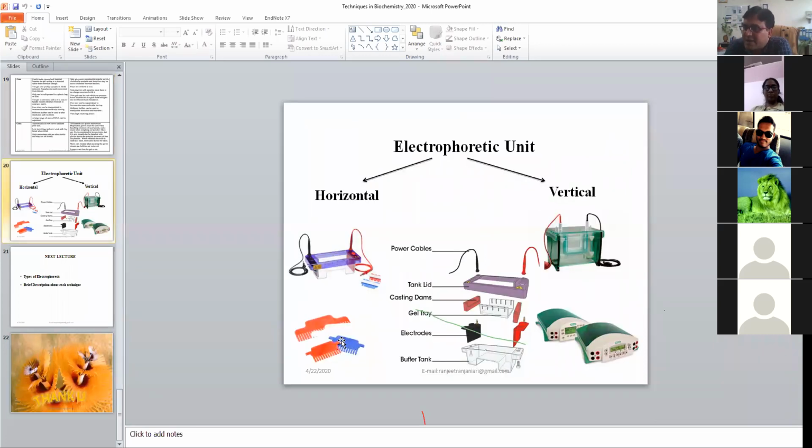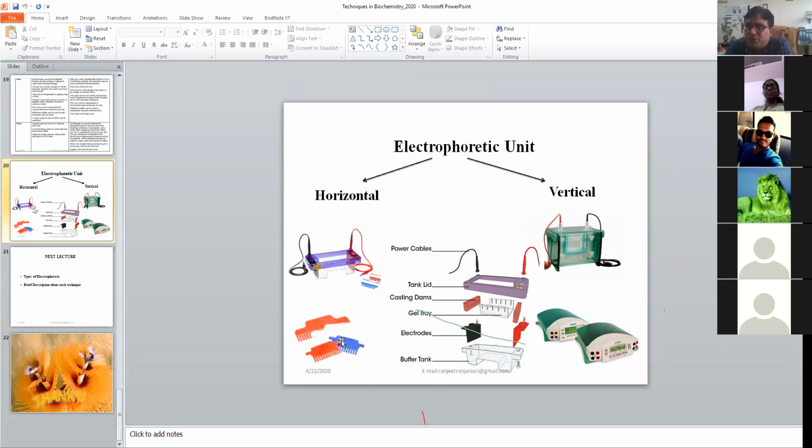Coming on to another part, that is the electrophoretic unit. Basically we have two different types of electrophoretic unit worldwide. One is called a horizontal unit. I have shown the figure here also. Another is called a vertical unit. Horizontal unit is most commonly used for DNA and RNA, whereas vertical unit is most commonly used for protein.